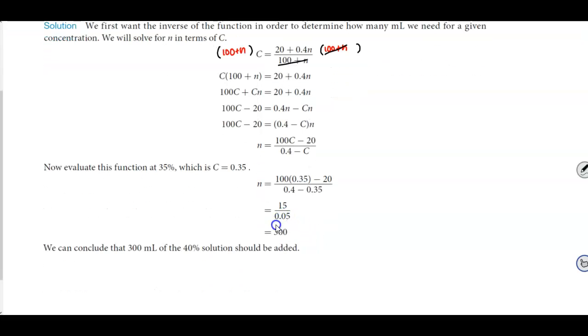We get 15 divided by 0.05 to get 300. So what does that tell us? We can say that 300 milliliters of the 40% solution should be added.